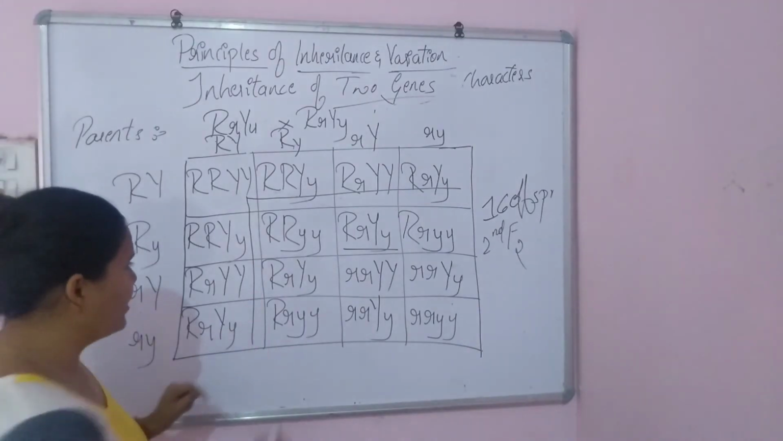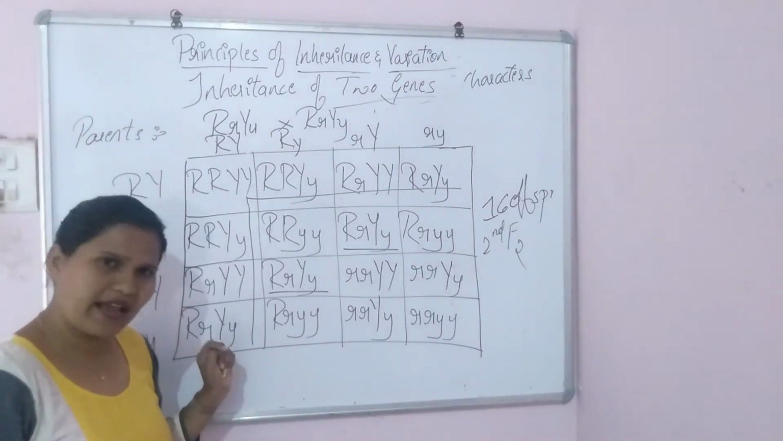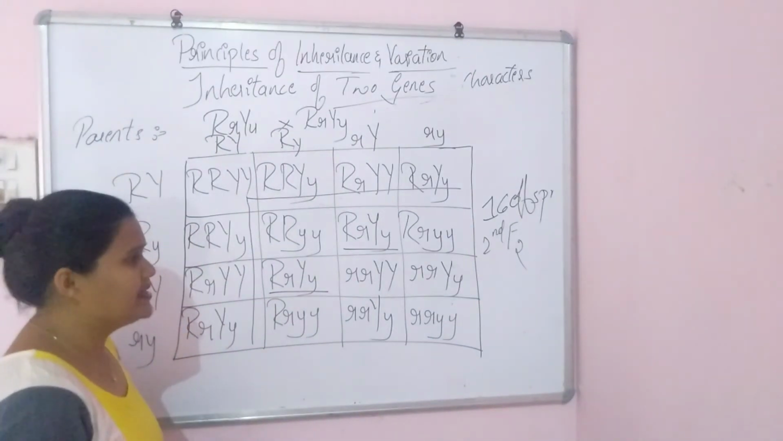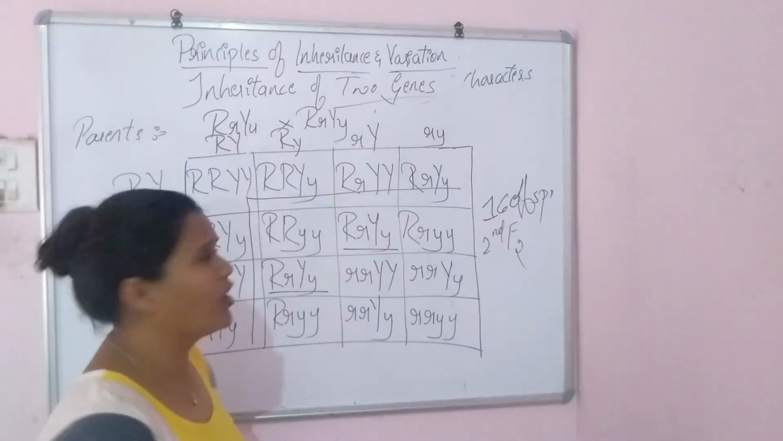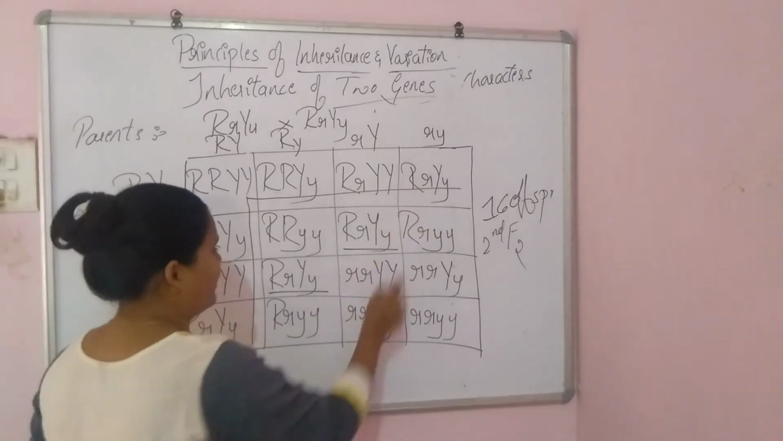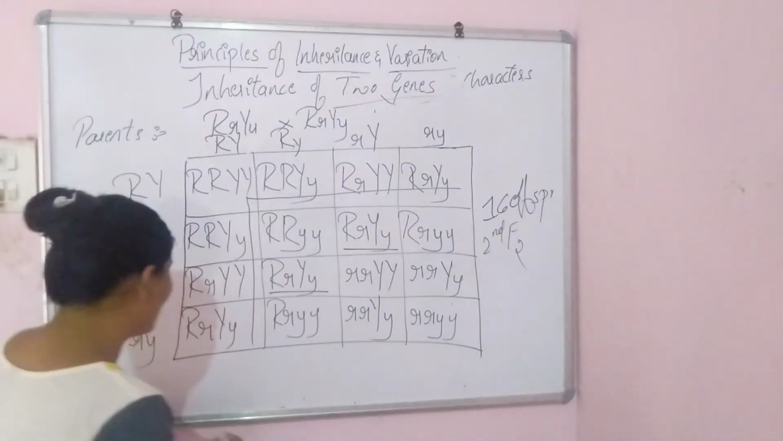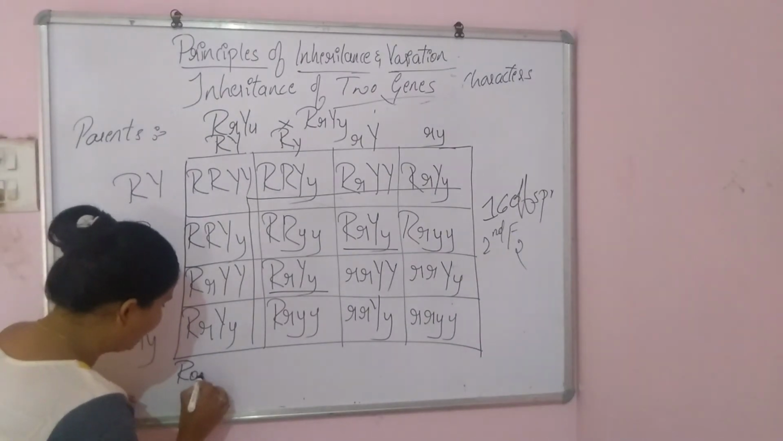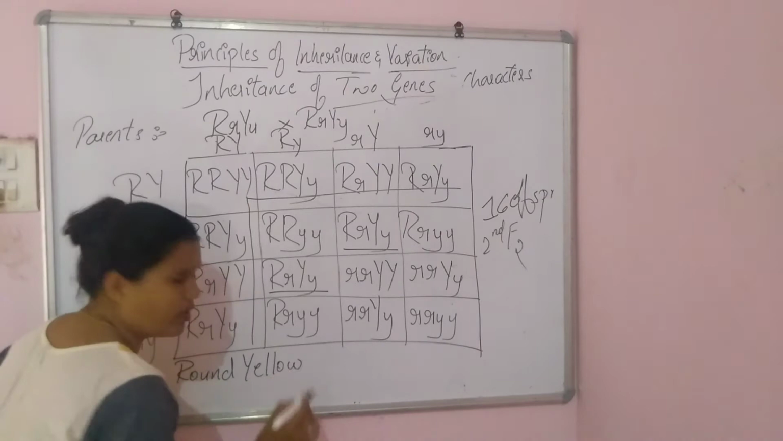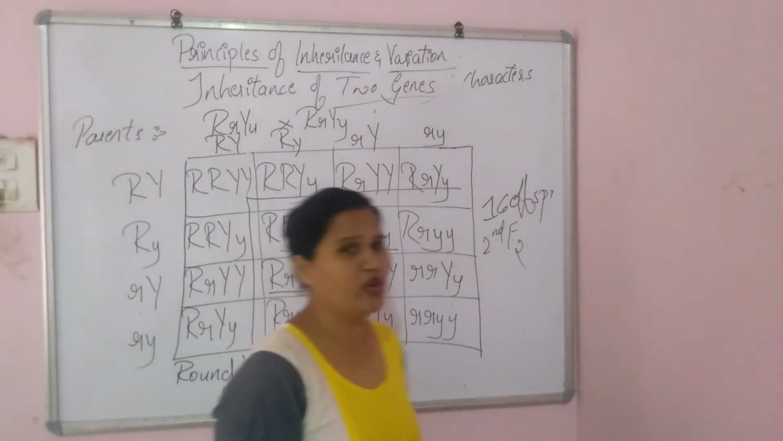And again somewhere, here also the capital R and capital Y is present, right? This is also called the round yellow. So let's see how many round yellow seeds we got. That is 1, 2, 3, 4, 5, 6, 7, 8, 9. Nine seeds were round yellow among 16. Is this clear for you?